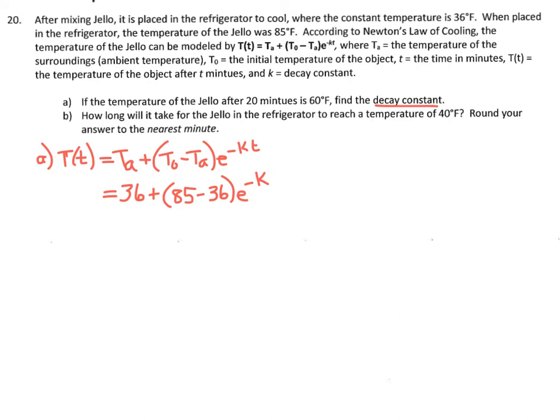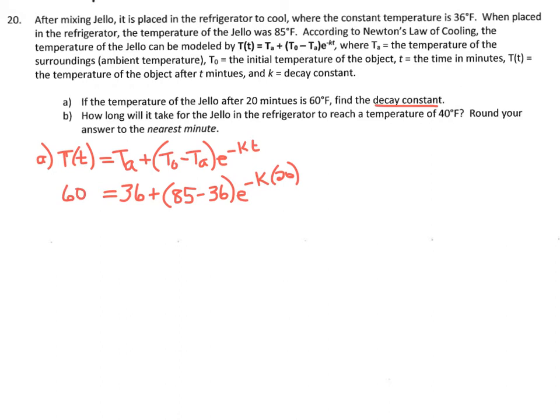And then, in place of T, well, this question is what's going to give us this. If the temperature of the Jell-O after 20 minutes is 60 degrees, what that means is after 20 minutes has passed, the temperature is now 60 degrees. So we're going to plug in 20 for the time. And after the 20 minutes, the temperature after a certain time is 60 degrees. So we'll plug in 60 here. Okay, so now this is what we're going to solve.